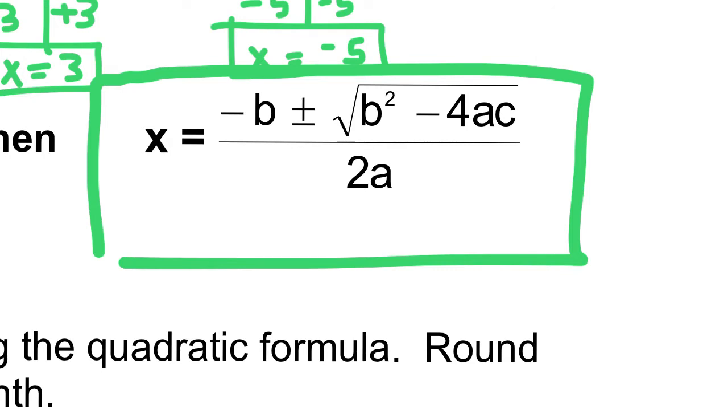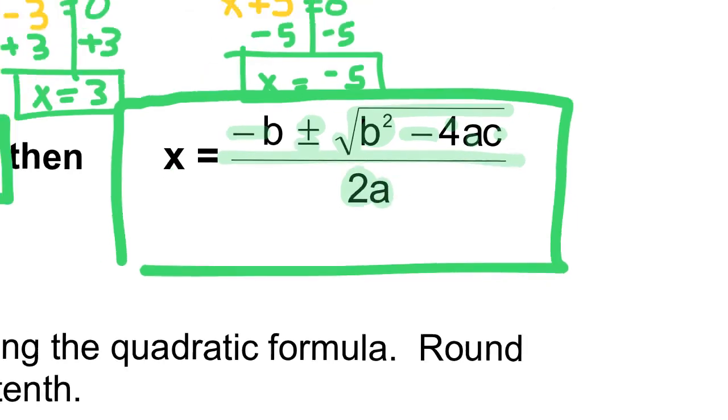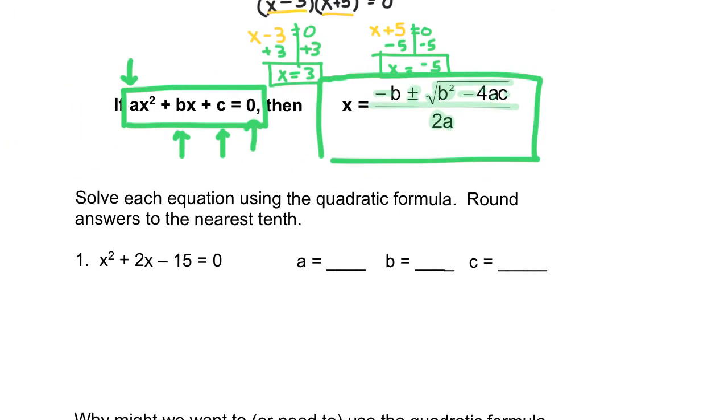X is equal to the opposite of b plus or minus the square root of b squared minus 4ac all over 2a.